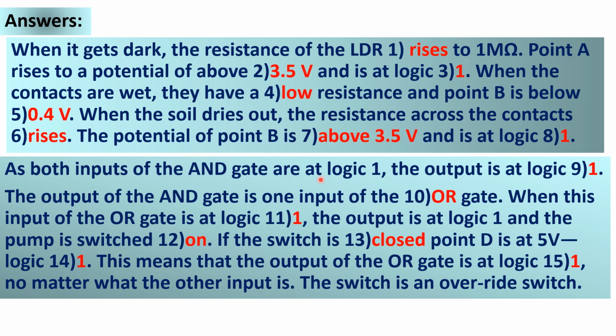As both inputs of the AND gate are at logic 1, the output is at logic 1. The output of the AND gate is one input of the OR gate. When this input of the OR gate is at logic 1, the output is at logic 1 and the pump is switched on. If the switch is closed, point D is at 5 volts, meaning at logic 1. This means that the output of the OR gate is at logic 1, no matter what the other input is. The switch is an override switch.